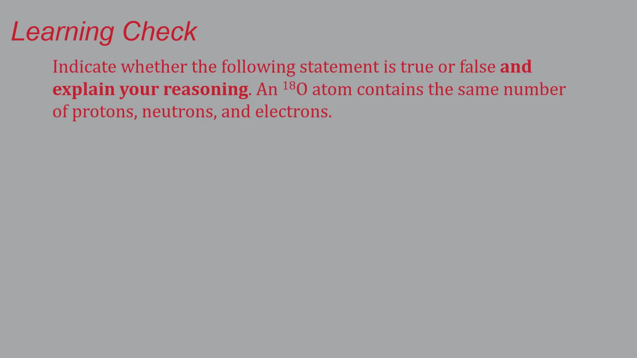All right, so let's do one more learning check for this material, which grouped together is referred to as the nuclear atom. So I could ask you a question like this. Oxygen-18, which is how you would verbalize this right here, contains the same number of protons, neutrons, and electrons. True or false? And explain why. So hit pause, think about it, come back.